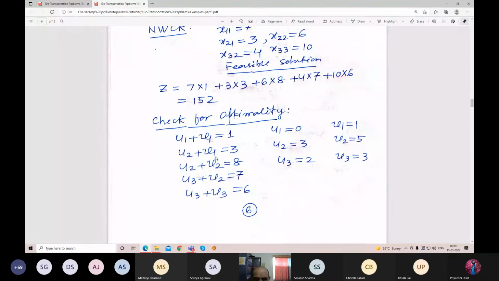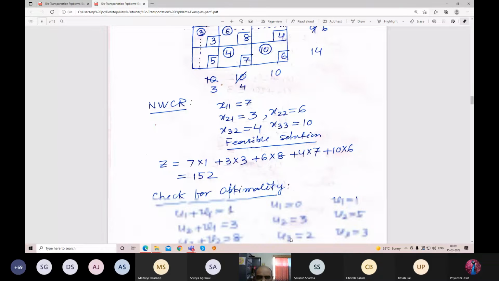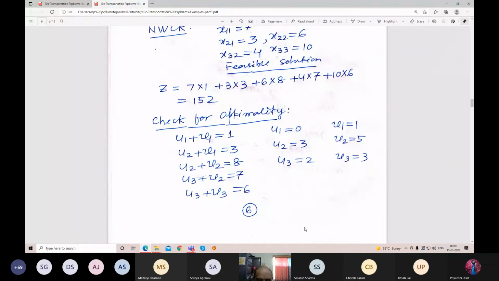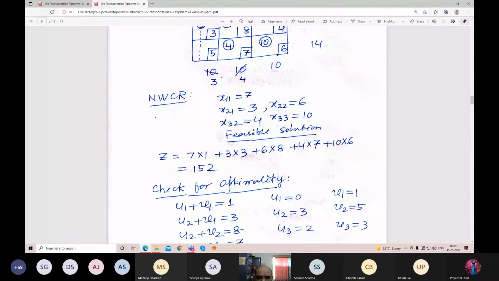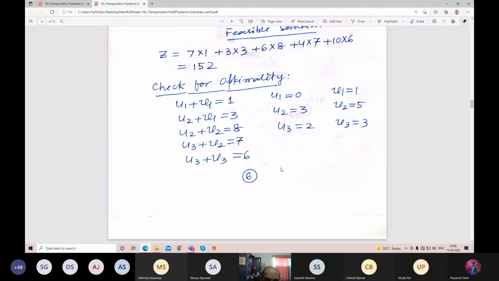Then U2 plus V1 equal to 3. Then we have U2 plus V2 equal to 8. You can see here, the cost coefficient is 8. Then U3 plus V2 equal to 7. Then U3 plus V3 equal to 6. So altogether, as you observe, there are 5 such equations.